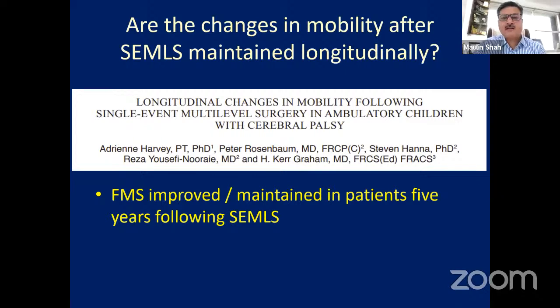And this paper from Kirk Graham and group, they have found that although GMFCS cannot be changed, the functional mobility scale of patients improves substantially at 5-year follow-up in single event multi-level surgery, meaning the patients' mobility at home, at school, and in the community.